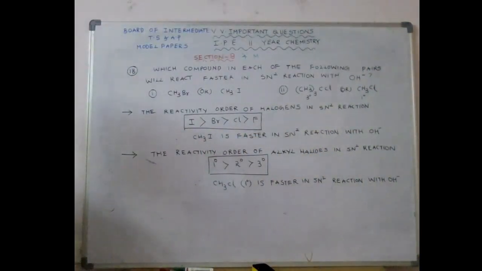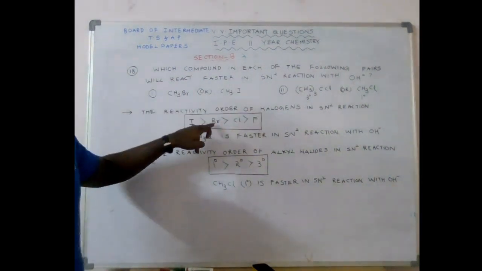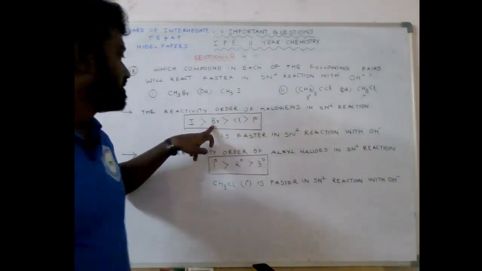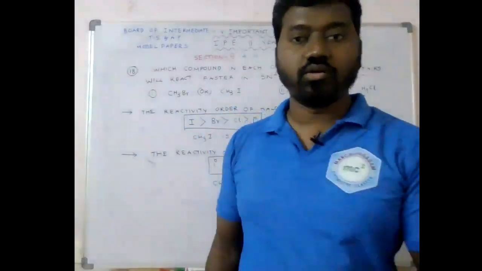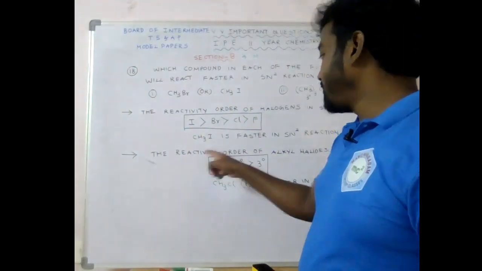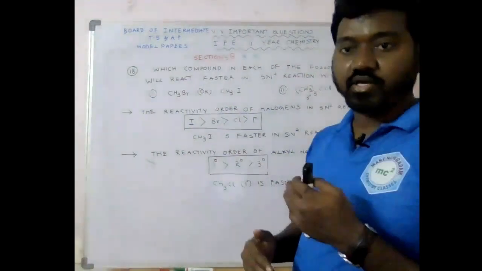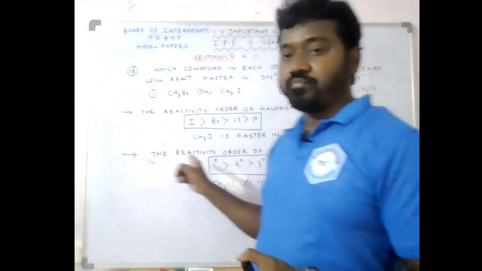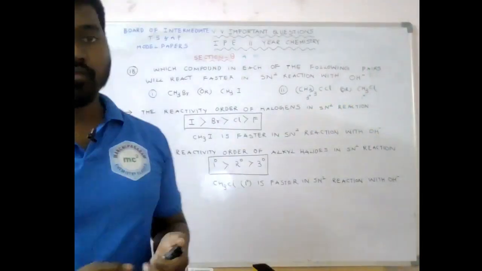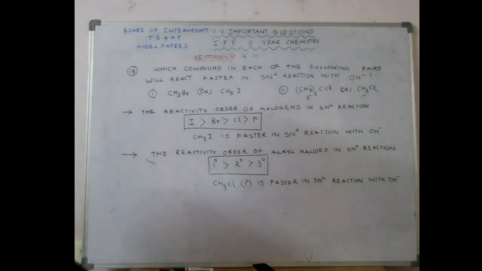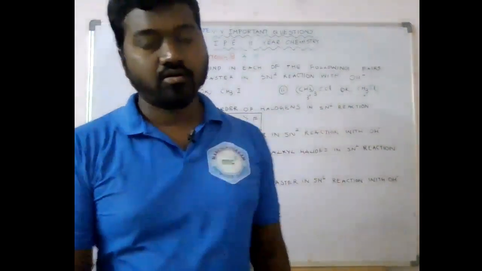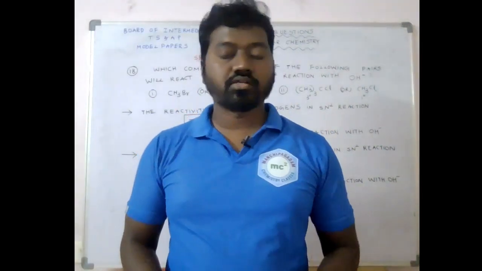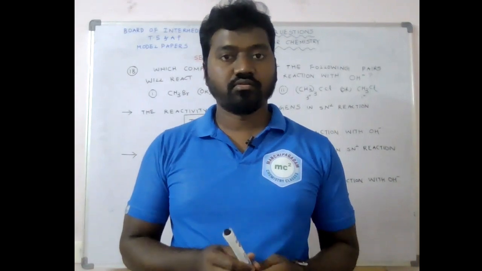So which compound in each of the following pairs will react faster in SN2 reaction? Means here iodine. Why? Because reactivity order is like this. Iodine is greater than bromine is greater than chlorine is greater than fluorine. Here the reactivity order of alkyl halides in SN2 reaction is what? Primary is greater than secondary is greater than tertiary. So primary is faster when compared with secondary and tertiary. Okay. So that's about short answers, 4 marks. Hope you got this. It will help you.